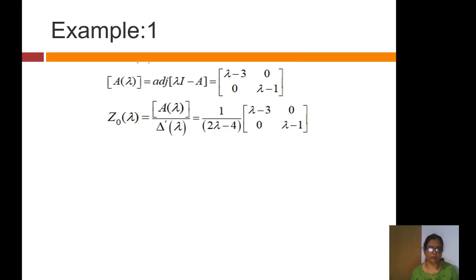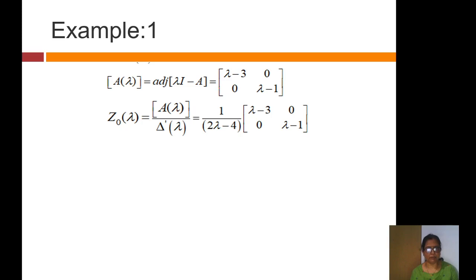Then the adjoint of lambda I minus A. Now for a 2 by 2 matrix we interchange the diagonal elements and change the sign of the remaining two elements, but here the remaining two elements, the non-diagonal elements, are 0 0, therefore we write them down as they are. Then substitute the values in Z0 of lambda.